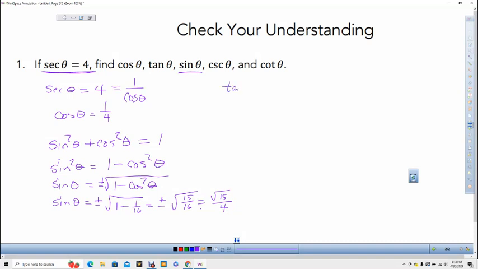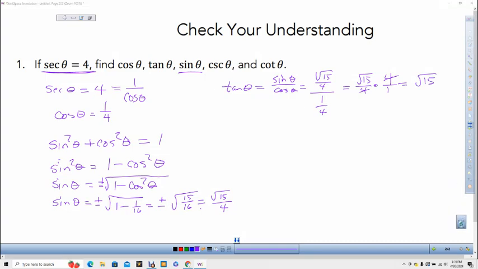So now tangent theta is going to equal what? It's going to equal sine theta over cosine theta. So then when we write that out, we're going to have square root of 15 over 4 divided by 1/4. Keep, change, flip. Square root of 15 over 4 times 4 over 1. The 4's are going to cancel, so we end up with the square root of 15.